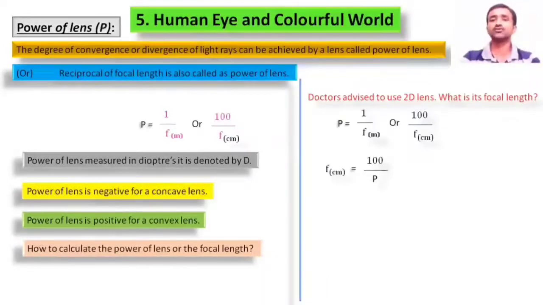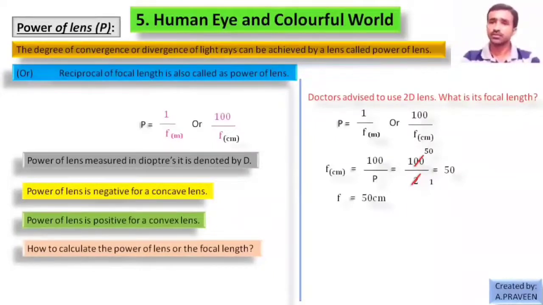Let us substitute the value of P here. That is equal to 100 by 2, since 2 diopters is substituted as 2. Then let us cancel using the 2 table: 2 fifties are 100. That remains as 50 by 1, that is equal to 50, measured in centimeters. So the focal length we get in centimeters. Therefore, F is equal to 50 centimeters.